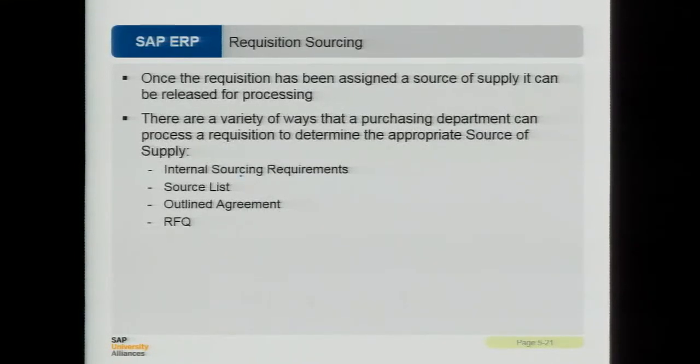Then the requisition sourcing. Once the purchase department has the purchase requisition, this is taken care of by the purchasing organization. I am using the SAP term, purchase department. So they have to assign a source of supply. The possible methods are internal sourcing requirements, source list, outline agreement, and RFQ.